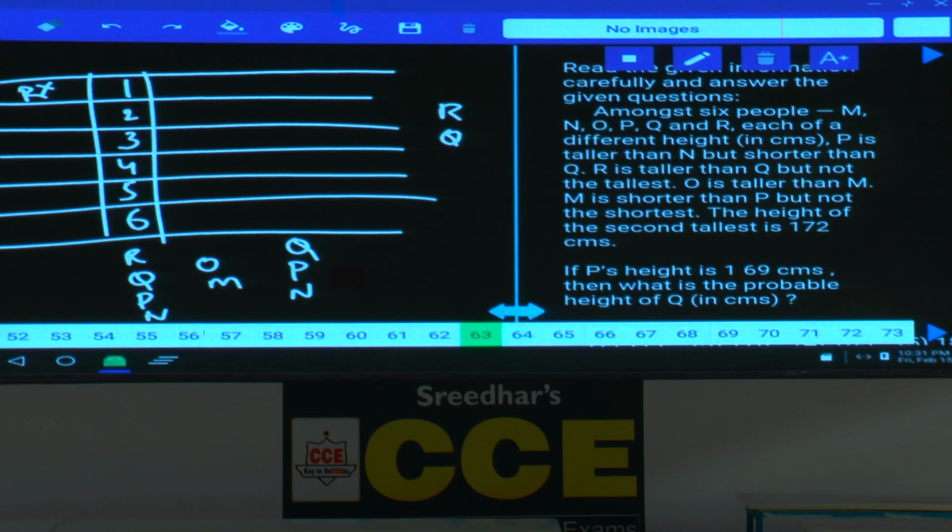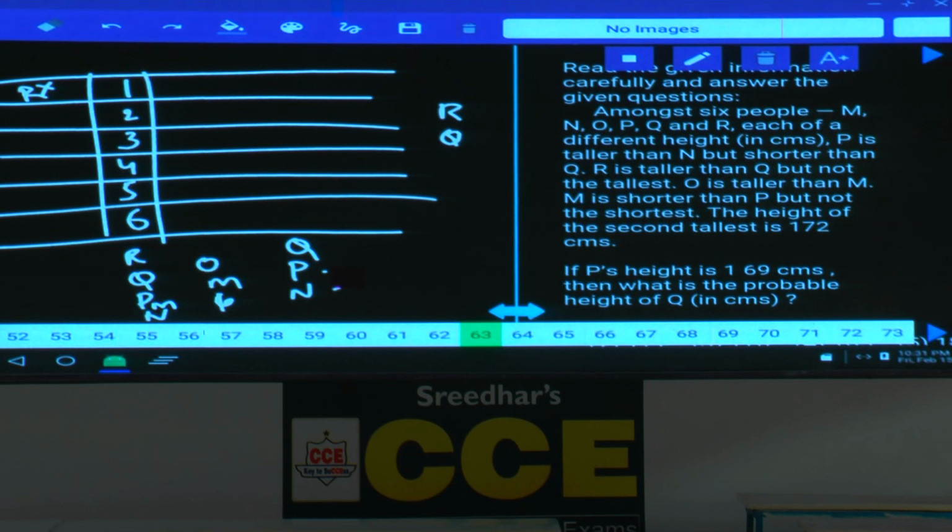M is taller than N. O is taller than M. M is shorter than P. O is taller than M, and M is what? M is shorter than P, isn't it? As M is shorter than P, tell me what is the possibility here? P and N. M is shorter than P but not the shortest. As M is not the shortest, hence where should this M be? M must be in between P and N.